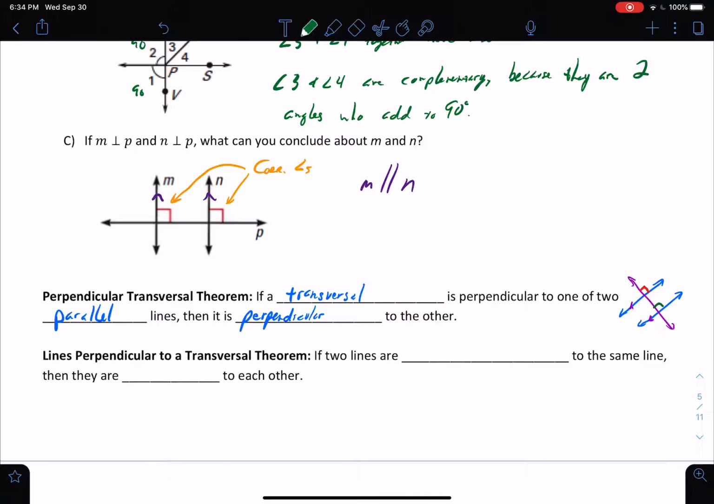This next theorem, lines perpendicular to a transversal, says if two lines are perpendicular to the same line, then they are parallel to each other. And that's what we had in this diagram up here. We had two lines, M and N, perpendicular to the same line P, therefore they are parallel to each other.